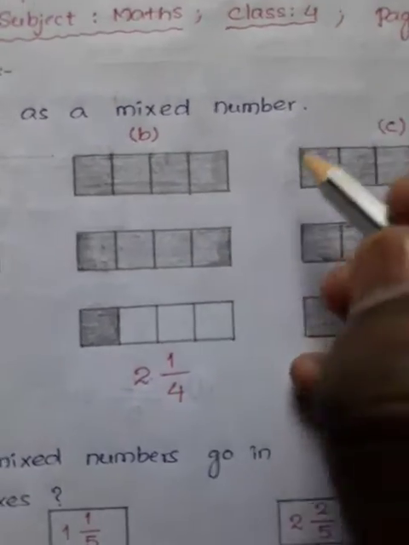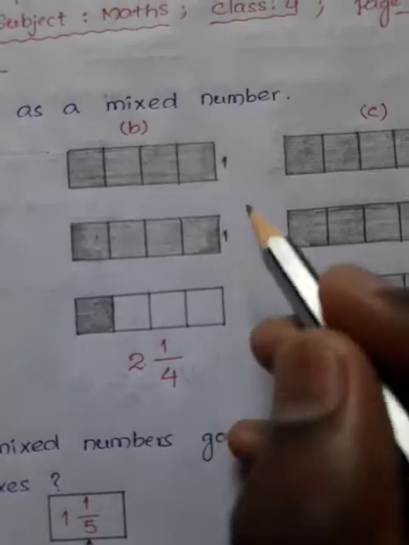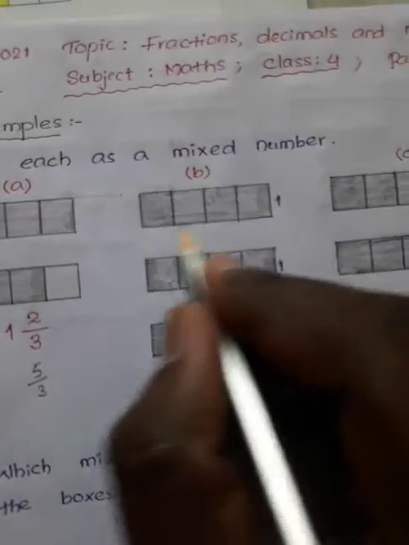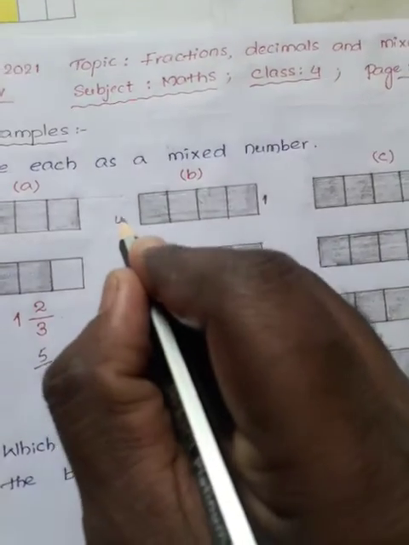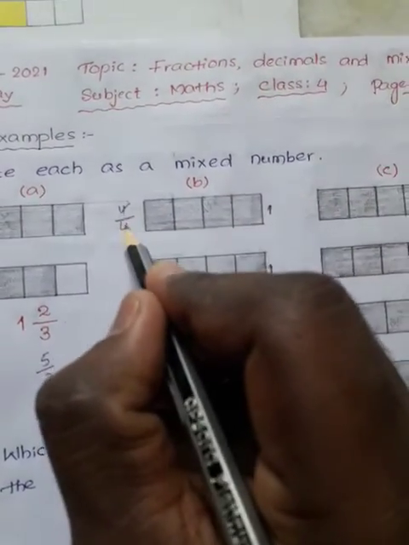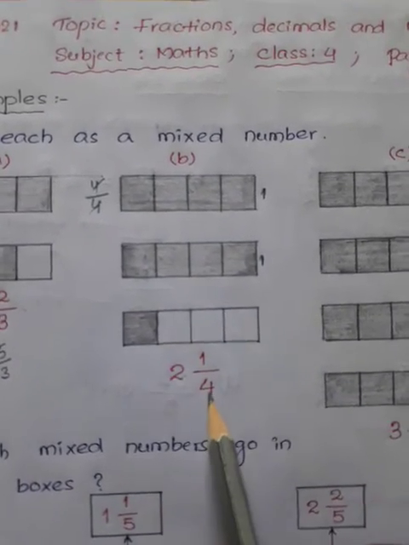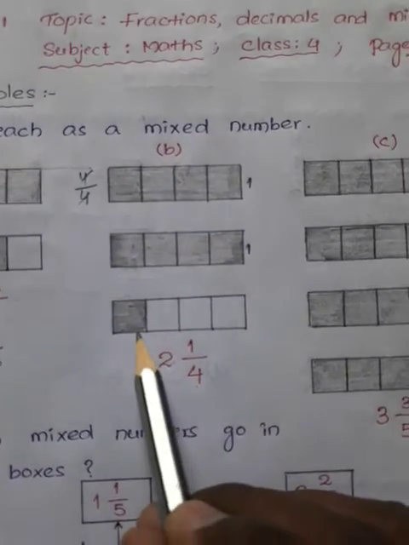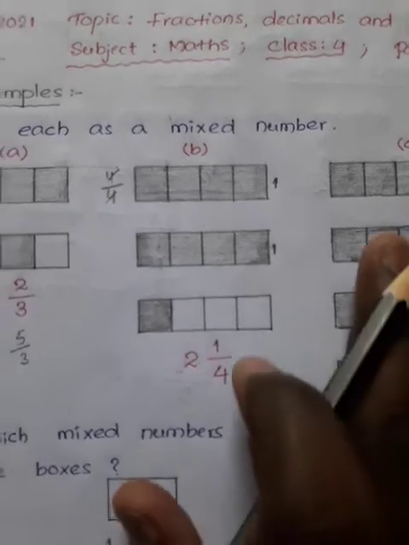This is full, and this is also full. Full means it's a 1. Always the full one you can consider as a 1. Why is it considered as a 1? I will explain. Because total there are 4 squares, and out of 4 all are shaded. That means 4 by 4, which is 1. Clear? And this is 1. So 1 plus 1 is 2. Now in this one there are total 4 squares. Out of 4, 1 is shaded. So 1 by 4. So 2 1 by 4.